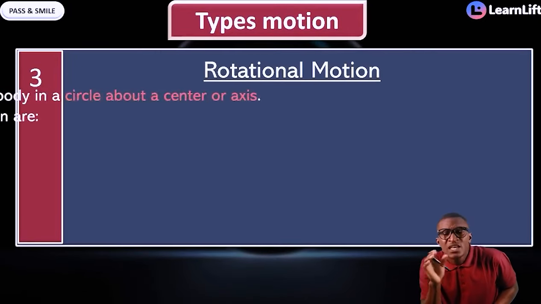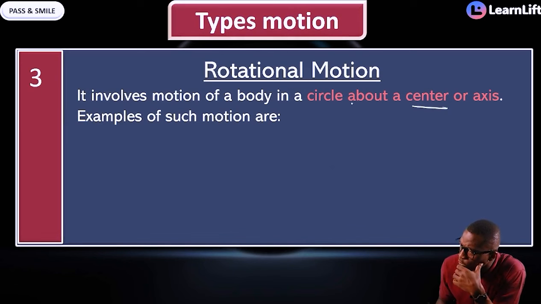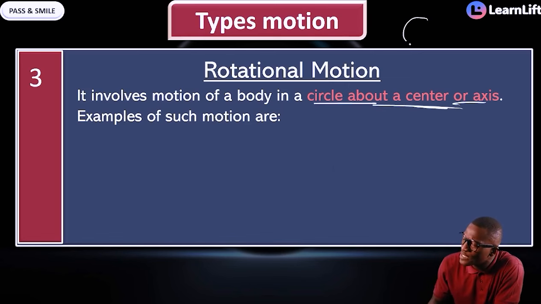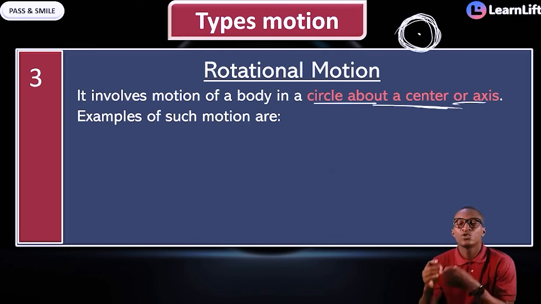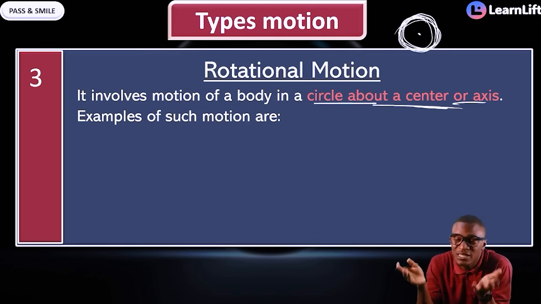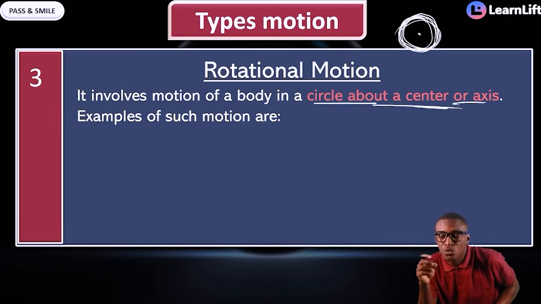What's rotational motion? It is motion of a body in a circular path around the center. Motion of a body in a cycle about a center, or axis. When a body keeps moving around a circular path, maintaining its center, it is said to exhibit your rotational motion. It involves the motion of a body in a circular path about a center. What are the examples of rotational motion?